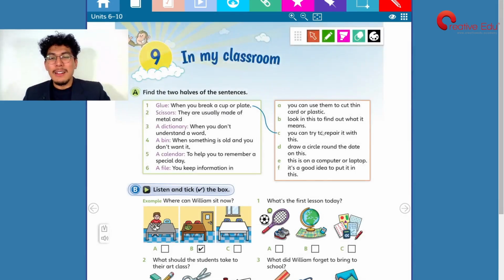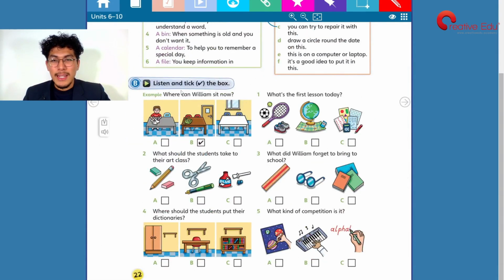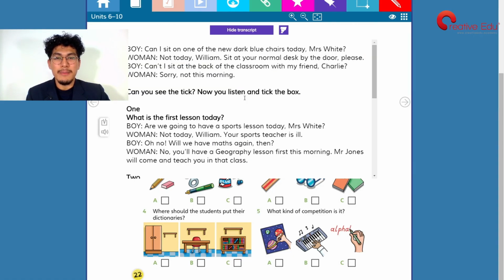All right, moving on to the next activity. Listen and tick the box. Where can William sit now? A, B, and C. Now let's listen.